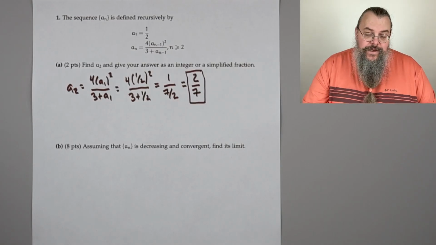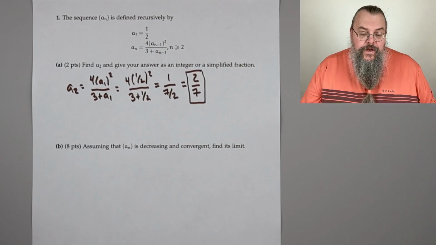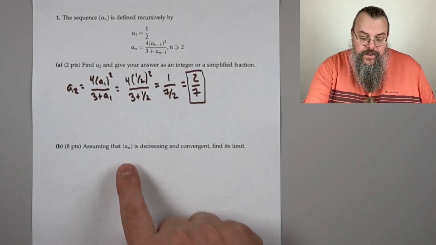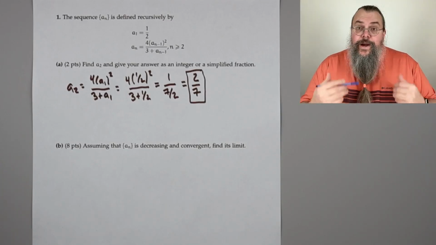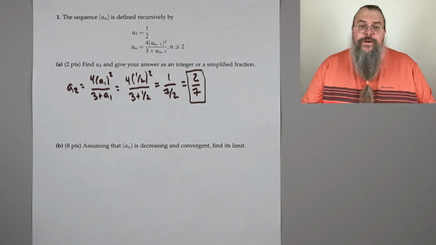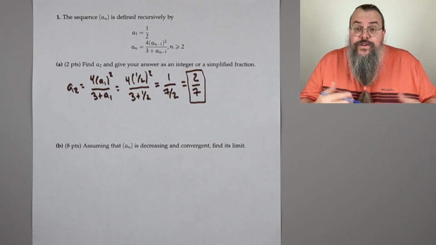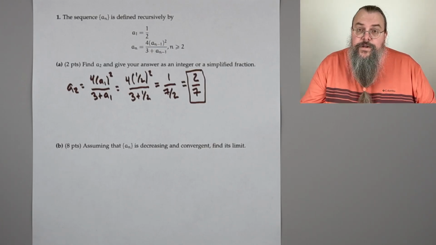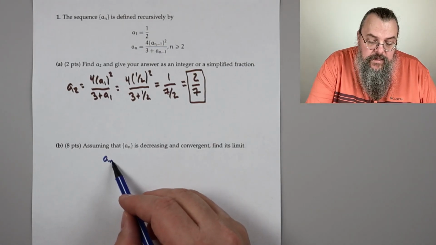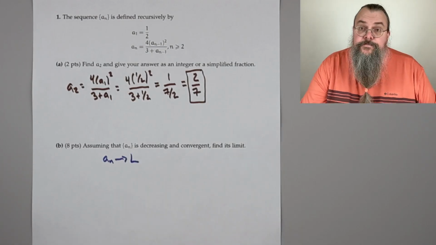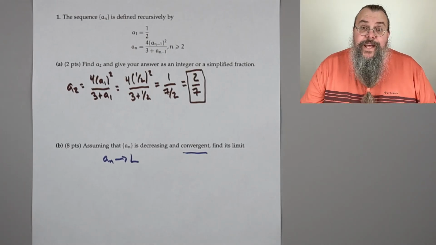On to part B. And this one's worth 8 points. Okay, so we have to think a lot here. Assuming that our sequence A sub n is decreasing and convergent, find its limit. All right, so what is that saying? Well, it means our numbers are going down, and it's going to approach something. Okay, well, what can we do? Well, let's suppose that AN converges to L. We know it's converging, so it converges to something. Let's give it a name.